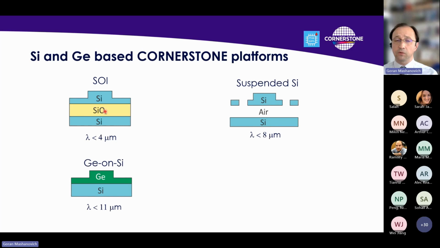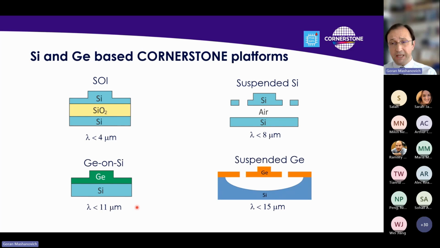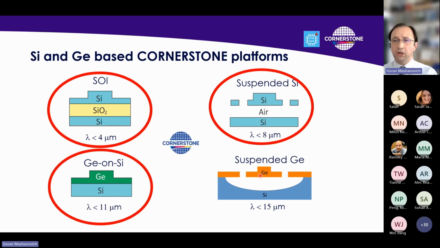Then we can use germanium and silicon. If we grow germanium on top of silicon and then etch a waveguide, that could give us good or low loss up to 10 or 11 microns. And we can also suspend germanium, so remove silicon and get germanium membranes, which would enable us to use this up to 14 or 15 microns. So in Cornerstone, we offer these 3 platforms: 500 nanometer SOI, suspended silicon, and germanium on silicon.